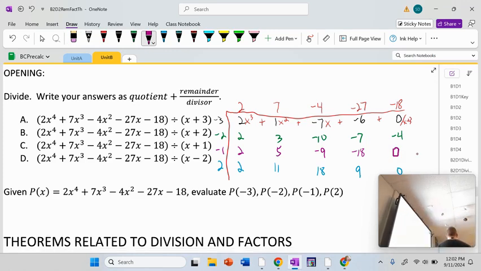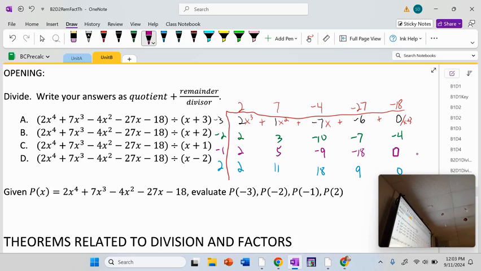Anyway, so bring down the 2. -2 times 2 is -4, plus 7 is 3. -2 times 3 is -6, plus -4 is -10. 20 plus -27, -7, so on and so forth. All right? Just doing it fast. I expect you to know what's going on here. Got to move on. All right?